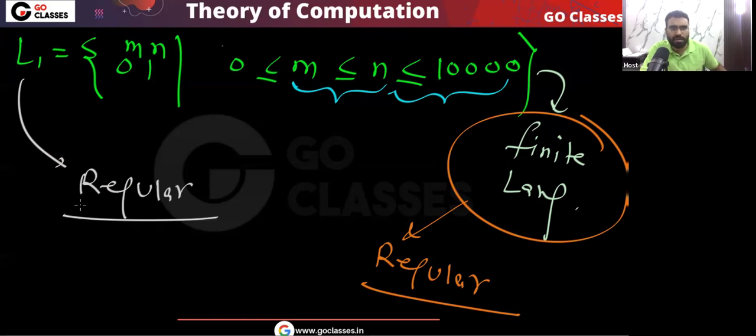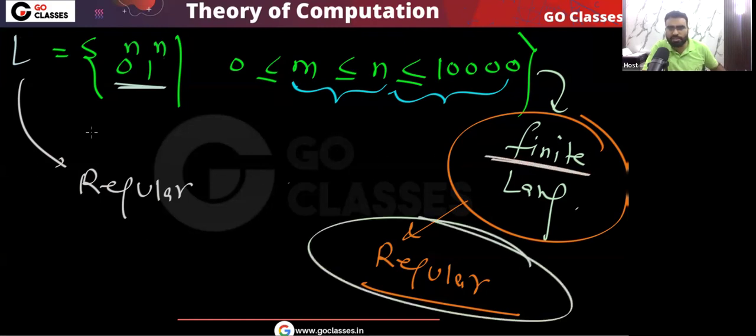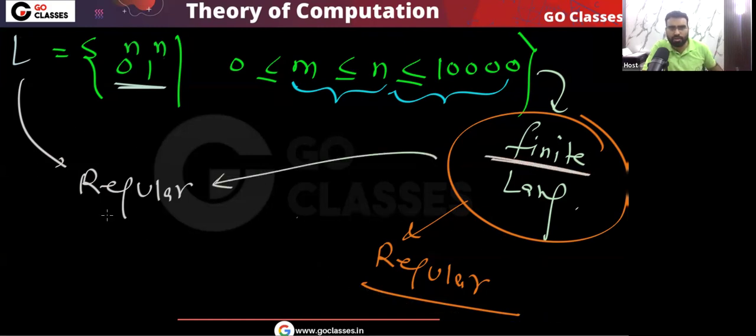Very simple. Remember, in this language, if I change, for example, 0 power m, 1 power n, and make it 0 power n, 1 power n, then also it will be regular. Because again this is finite. Yes or no? Is this clear? Please tell me. This language, 0 power n, 1 power n, is also regular. Why? Because this language is finite, so it is regular. Understood? I hope this point is clear.